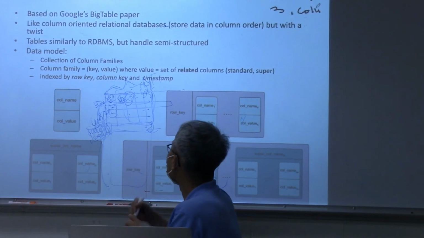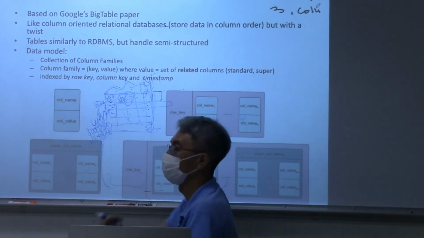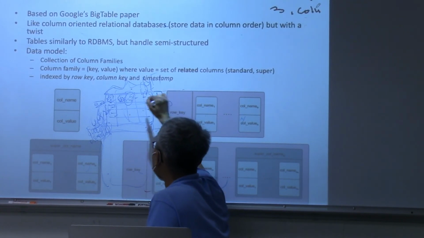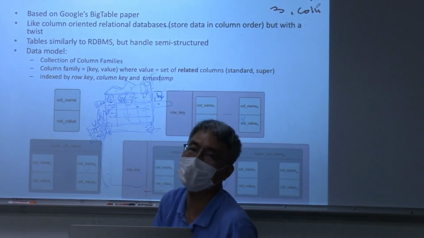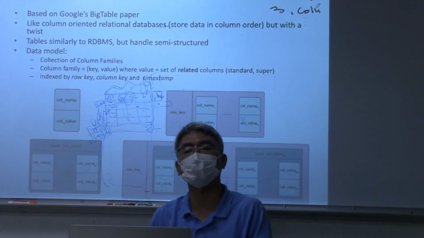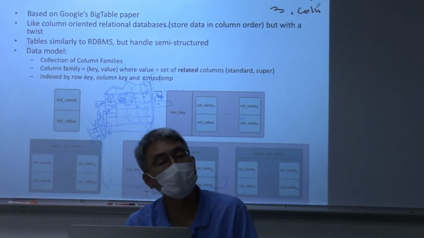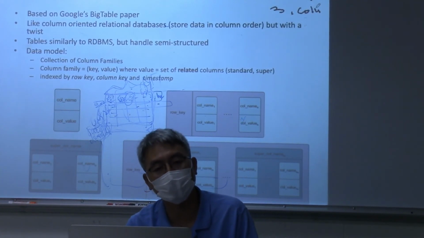What if we have new data that has a new attribute? The phone number was not here, but now there is a phone number. You need to change everything. So that is the limitation of the relational database. But with a NoSQL database, we don't want to restrict the data model.